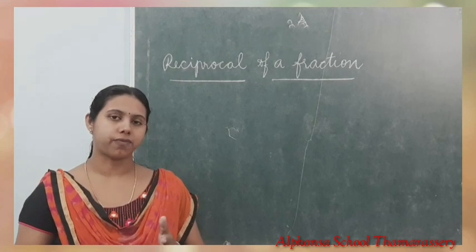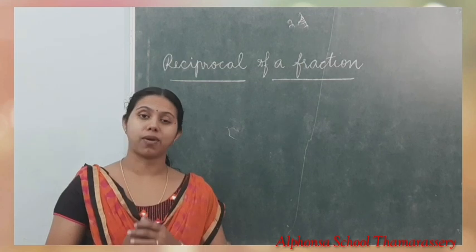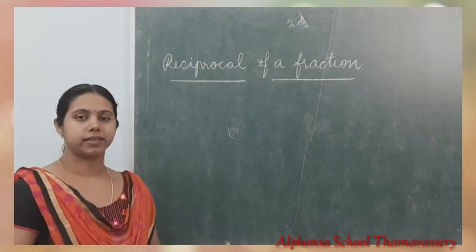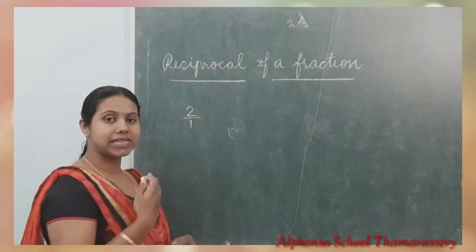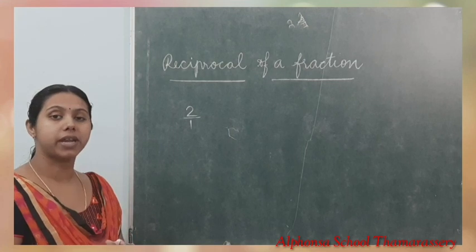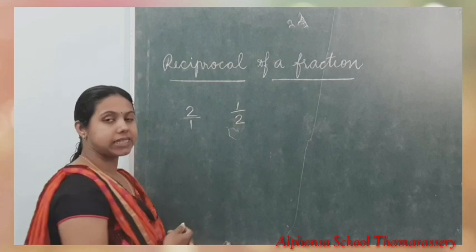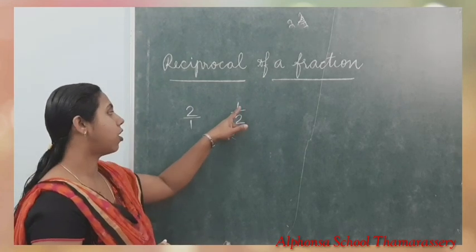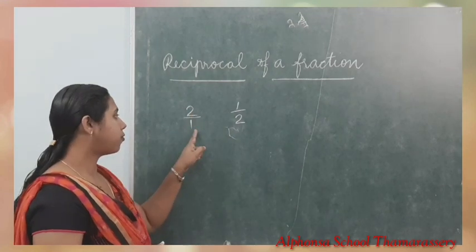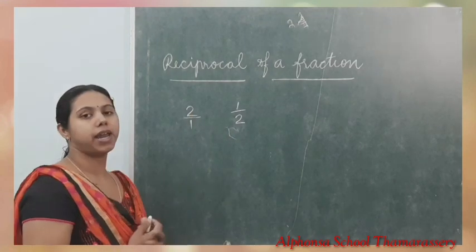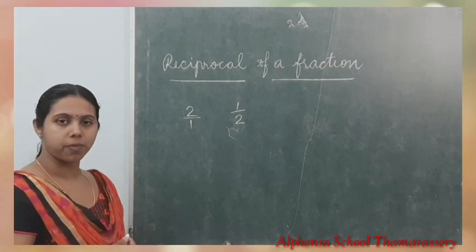Before doing division of fraction, we want to know about the reciprocal of a fraction. What is a reciprocal of a fraction? The number 2 by 1 is obtained by interchanging the numerator and denominator of 1 by 2. So the reciprocal of 2 by 1 is 1 by 2. The reciprocal of 1 by 2 is 2 by 1.